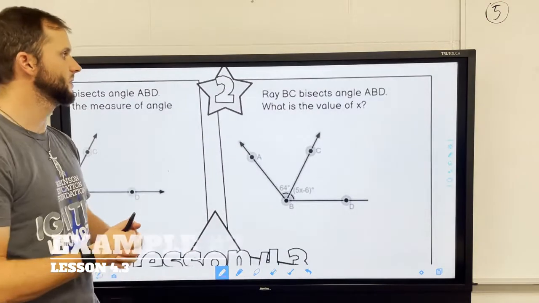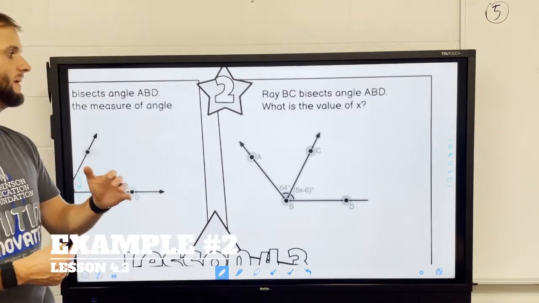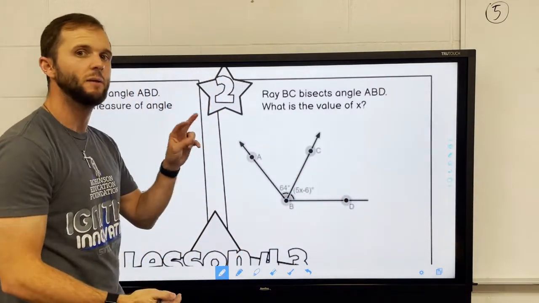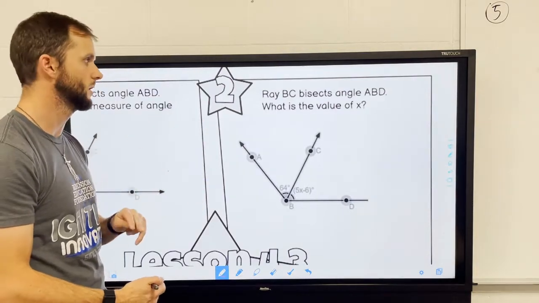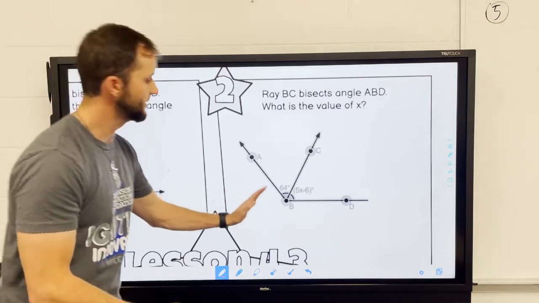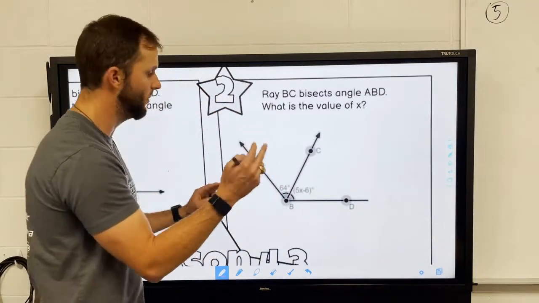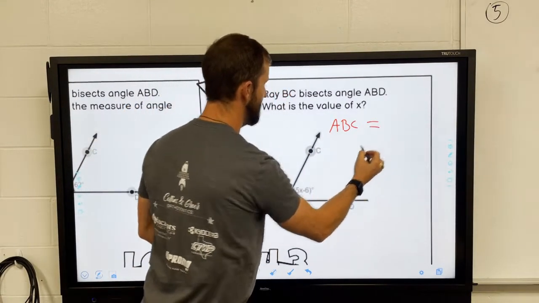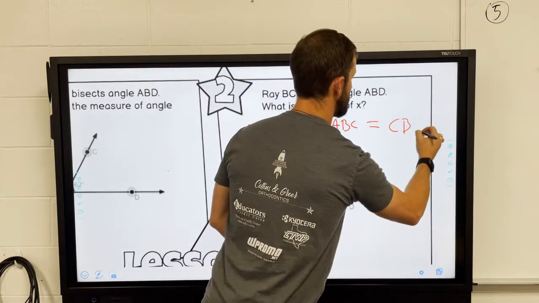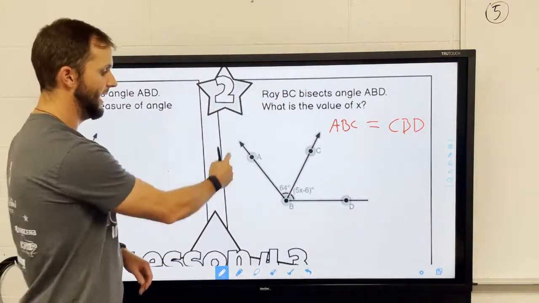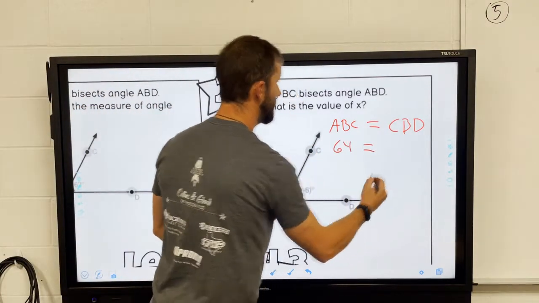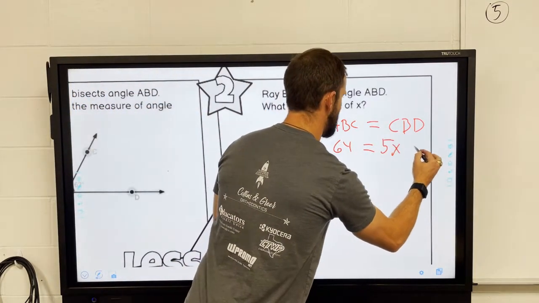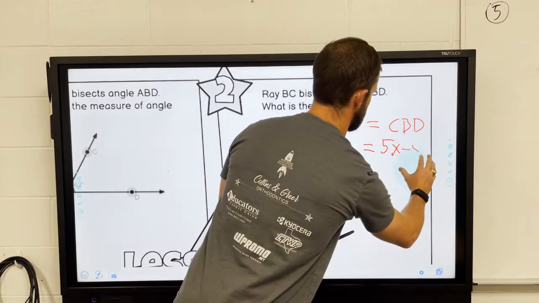On example number 2, it says ray BC bisects angle ABD. So again, ABD is being bisected by BC, meaning being cut in half into two equal parts. What is the value of x? Since this ray is cutting the whole thing into two equal parts, I know that ABC is going to be equal to CBD. Those two angles are going to be equal to each other. So right now ABC is 64, which means CBD is also 64, but right now you have an expression: 5x minus 4, or minus 6, sorry. That should be minus 6, that was my bad.